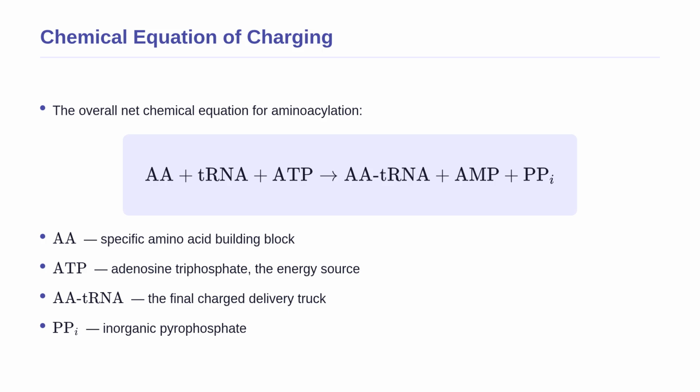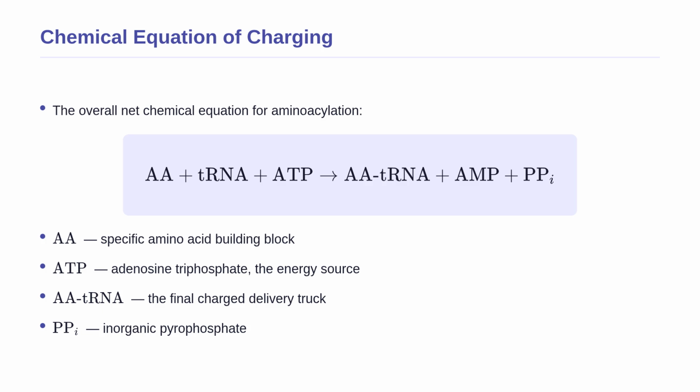Knowing that this process requires energy, let us examine the chemical equation that makes it happen. The charging of tRNA is an endergonic process, meaning it requires a significant input of energy, provided by ATP. The equation shows amino acid plus tRNA plus ATP reacting to form aminoacyl tRNA, AMP, and inorganic pyrophosphate. Let us break down these symbols. AA represents the specific amino acid. ATP is adenosine triphosphate, the universal energy currency of the cell.